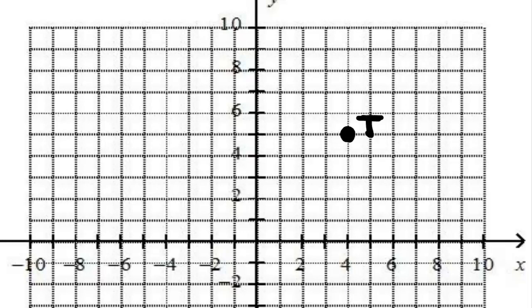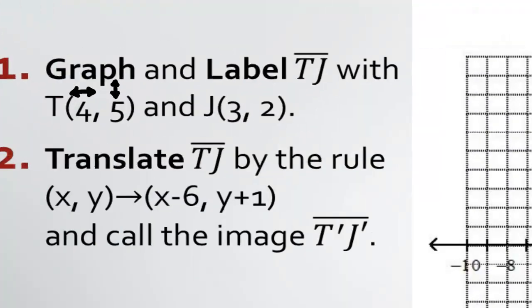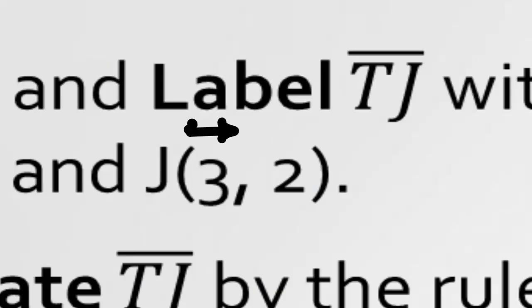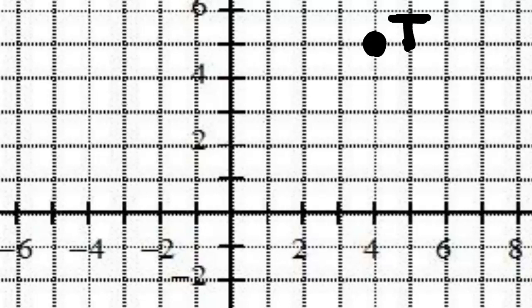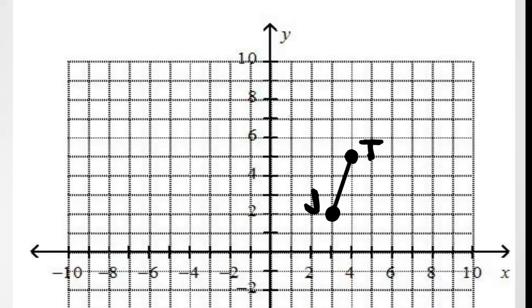So here's my point T. And then J, positive 3, so 3 to the right, and then positive 2, so 2 up. So from the origin, 3 to the right and up 2 would be right here. So here's my point J. And then I'm going to grab my straight edge and I'm going to connect those two dots to get my line segment. We do not go past those two dots.